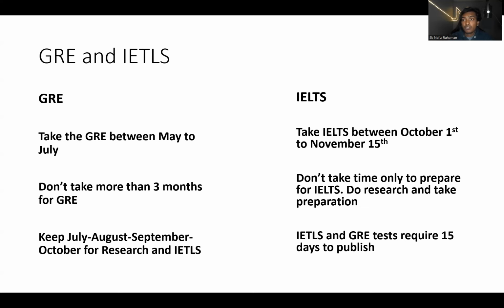Please complete all the tests before November 15th to apply for a master's program in the United States, because you will need 15 days to publish your IELTS and GRE test, and you will need around 3 to 5 days to send the score to the university that you want to apply to. So you need time for that. So finish the IELTS and GRE score before 15th November.